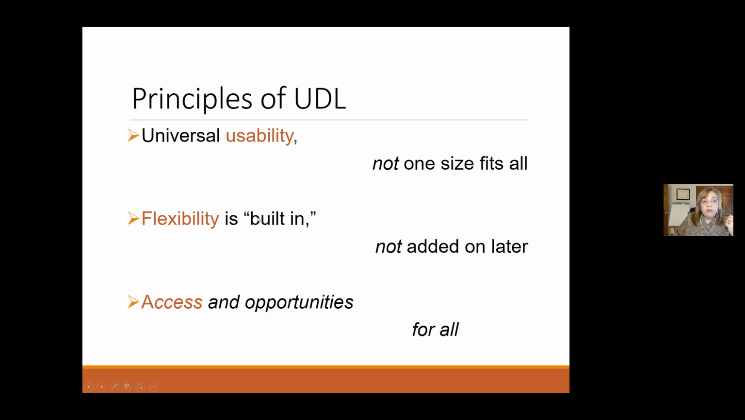So the principles of UDL are really around universal usability. It's not one size fits all. Flexibility is built in and it's not retrofitted afterwards. Think about that dinner party, right? Running back to that kitchen. That's not being flexible, right? We want to think about those range of options from the beginning. And we want to provide access and opportunities for all of our learners.